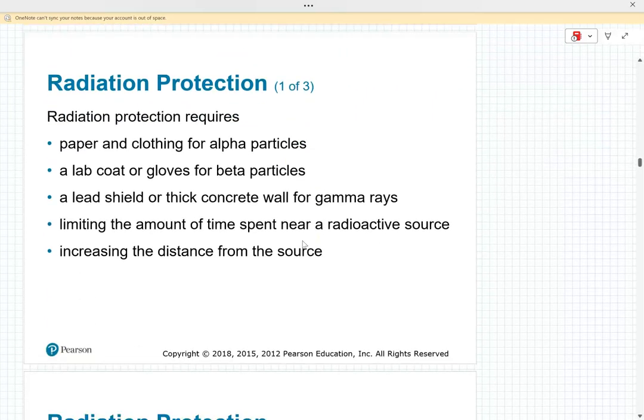So how do we protect ourselves from radiation? Well, alpha particles, a sheet of paper.